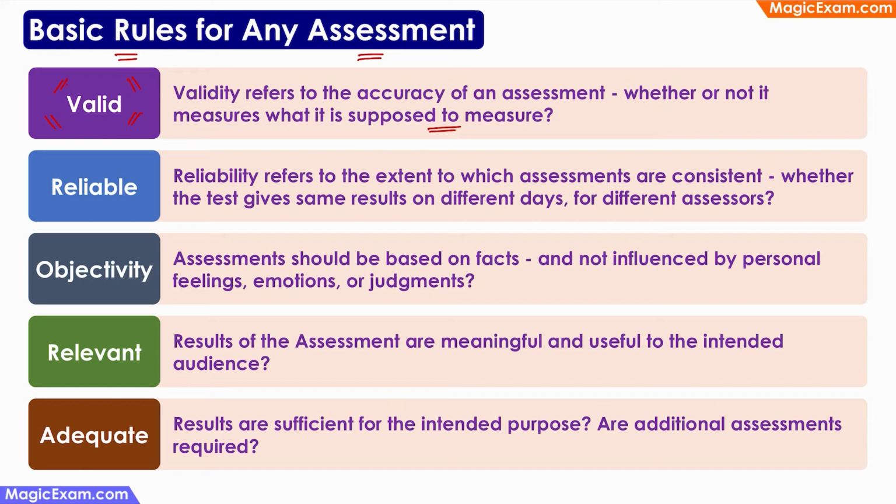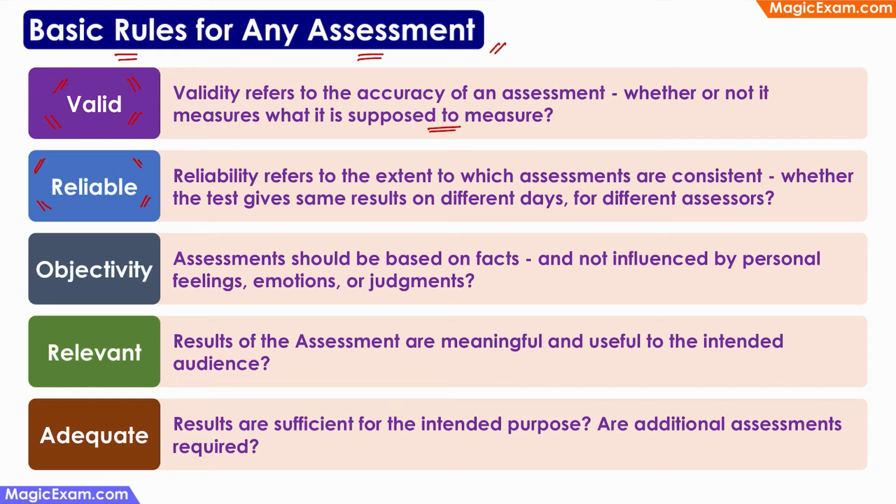Next, it should be reliable. Suppose you are using a thermometer, and once you use it, it says 104 degrees, the second time it says 102, the third time it says 104, or the fourth time it says 90. Which means that there is something wrong in that thermometer, right? It's not reliable anymore. Therefore, whatever tool or technique that you use for assessment of learning should be reliable enough to give the same results or similar results as long as the basic conditions are the same. It should not fluctuate. It should be reliable.